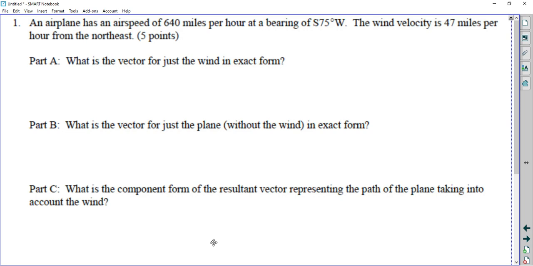Airplane has an airspeed of 640 miles per hour at a bearing of south 75 degrees west. Airplane, plane, right here. We're doing this one. North, south, east, west. Draw your directions.